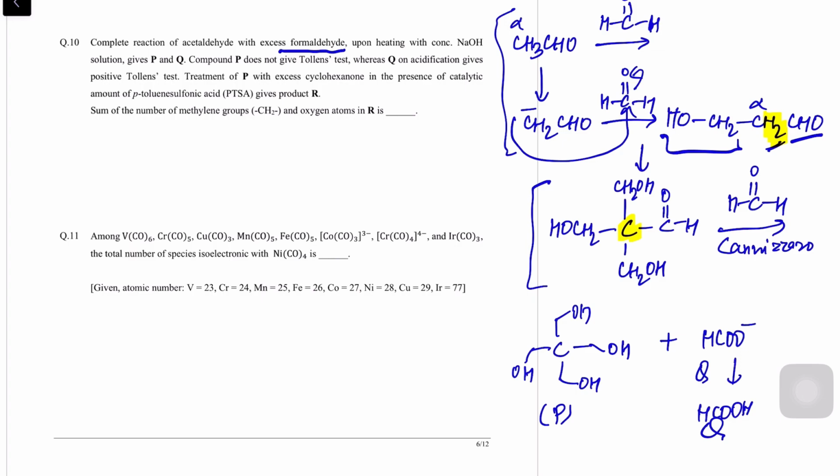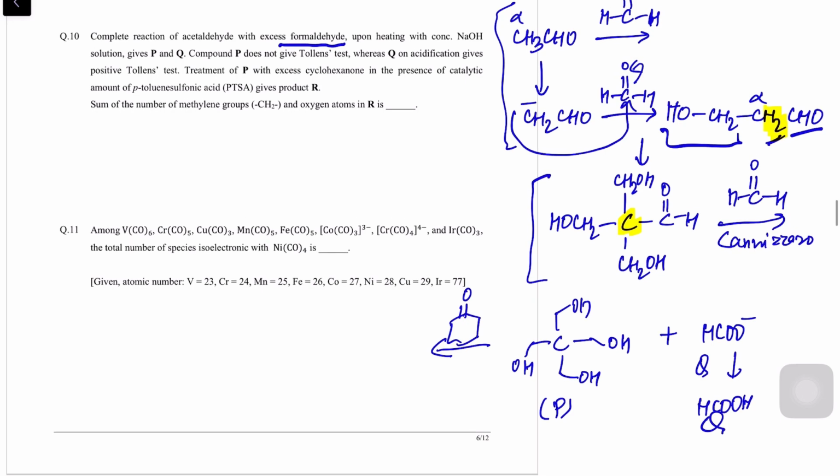Treatment of P with excess of cyclohexanone. So you can see, guys, this is a compound with multiple OH groups. If you react it with cyclohexanone, this is a ketone, this is alcohol. You remember what is the reaction between aldehyde or ketone and alcohol? Yes, it is acetal and ketal formation, which are used as protecting groups. All right. So what happens? Let's say these two OH will react with one cyclohexanone molecule, and these two OH will react with another cyclohexanone molecule.